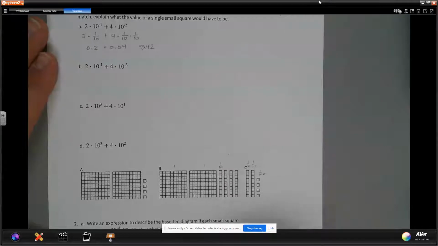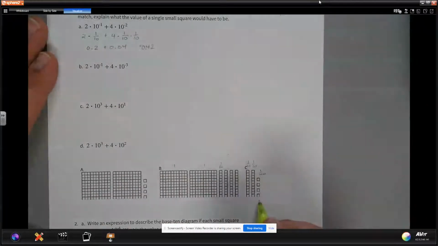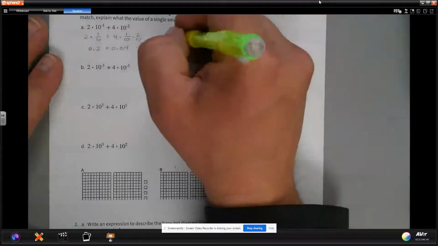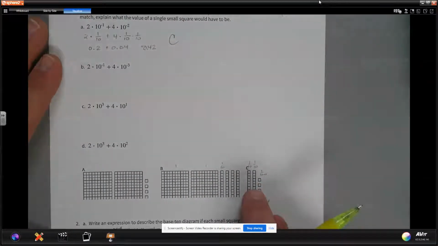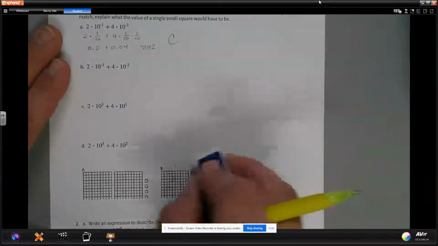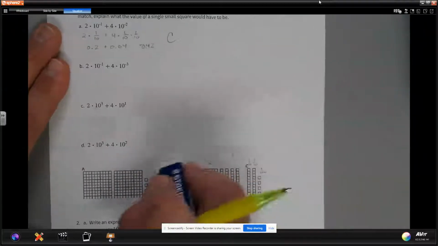When I match those pieces up, I can see that this would represent the 4/100ths, and these two would represent the 2/10. And so if I look at 2/10 plus 4/100ths, I get 42/100. So we can match up C here when these are tenths and hundredths. Okay. The next one that we want to look at, let me get rid of this just in case.